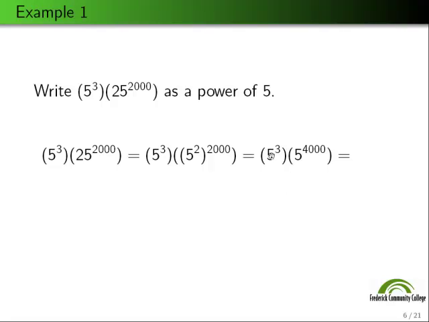And when we have the same base of 5 and 5, we simply add the exponents. So 5 raised to the 4003. Therefore 5 to the third times 25 to the 2000 equals 5 to the 4003.